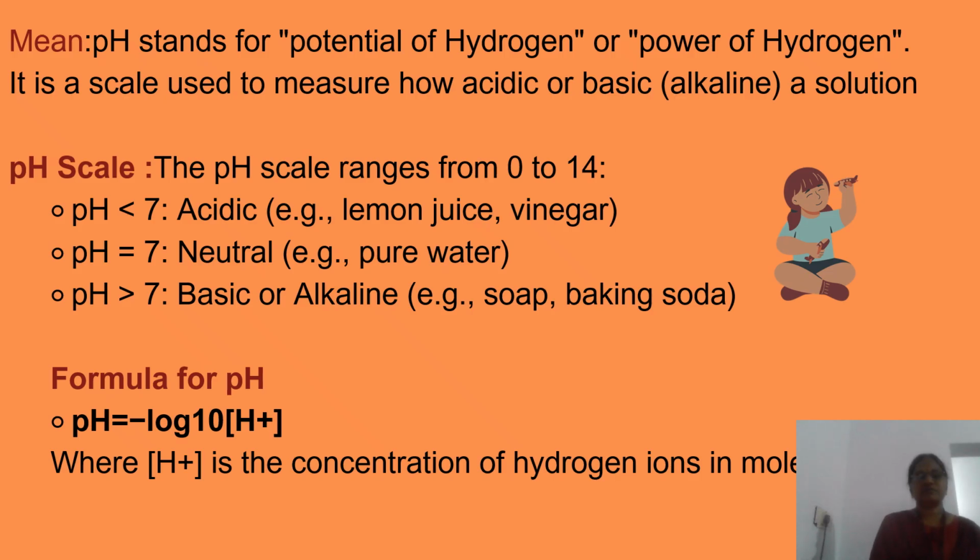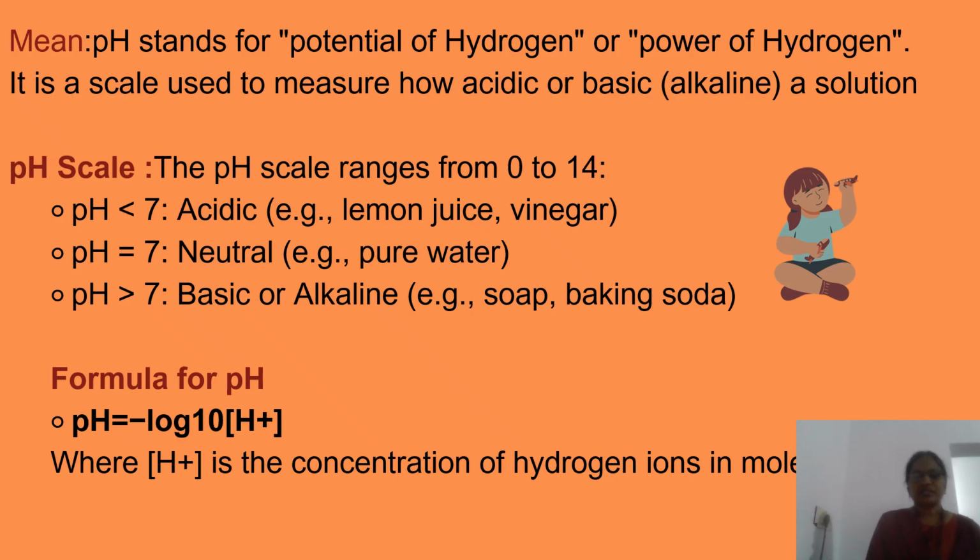The next classification is the basic solution. If the pH is more than 7, it is called a basic or alkaline solution. We routinely use soap and baking soda, which are good examples of bases. In our lab, we use sodium hydroxide, potassium hydroxide and ammonia. These are examples of basic solutions.